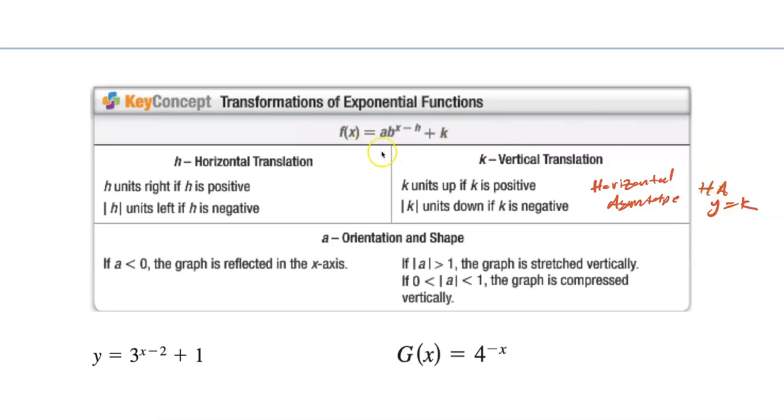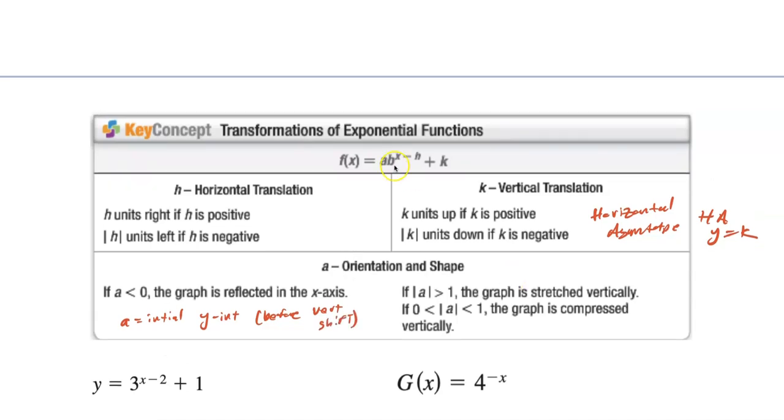No, we don't have a vertical one. The inside, h right here, that's to move it left and right. So you move your graph left or right from there. a is the orientation and shape, so like how much of a curve does it do? But really what I use it for is the initial y-intercept. This is before we do a vertical shift.